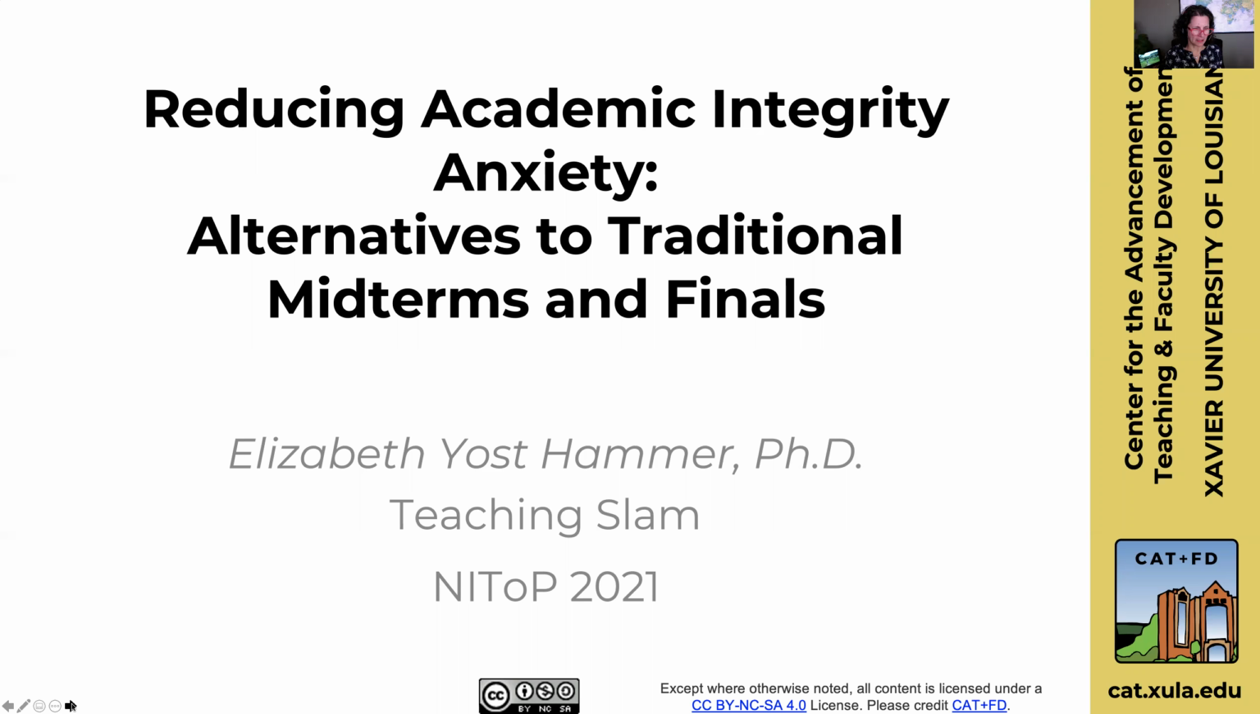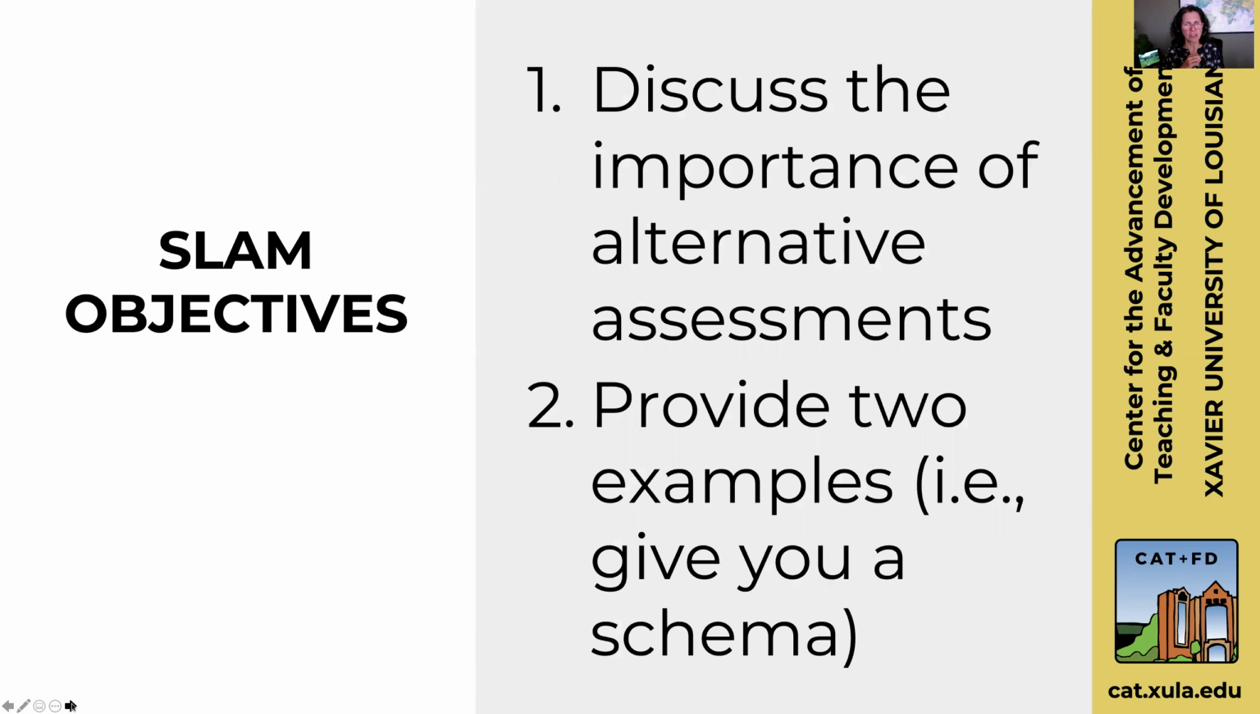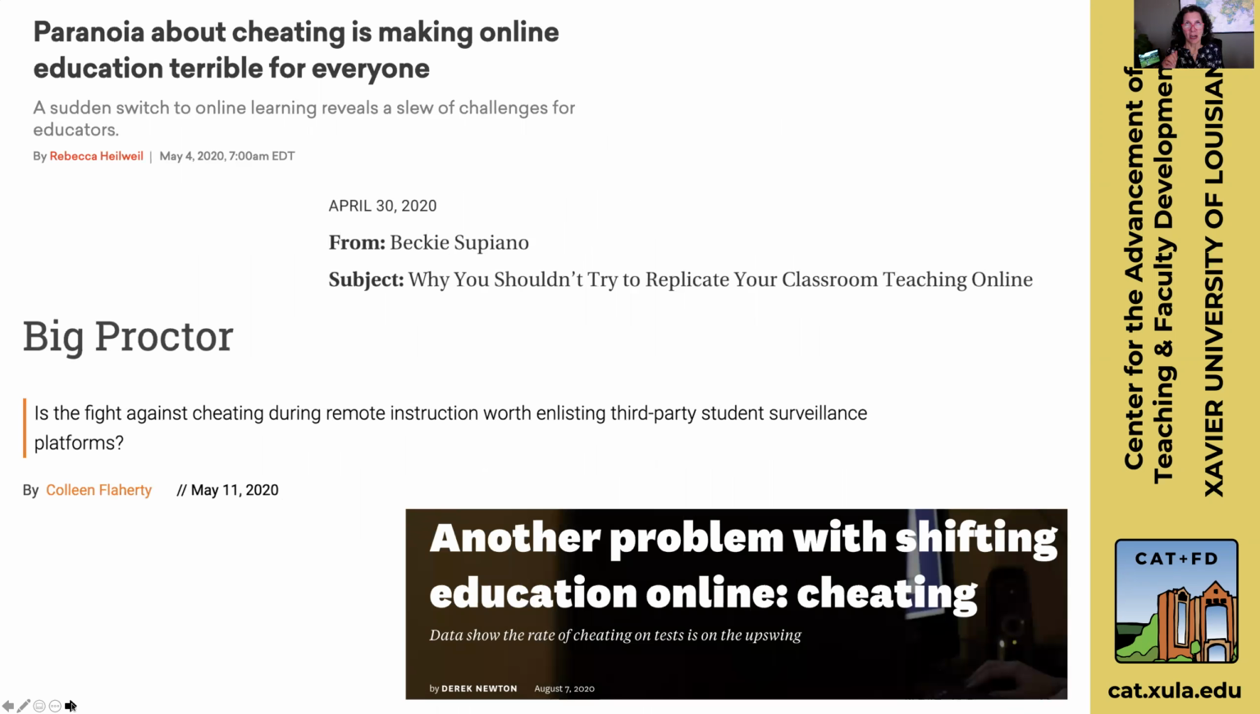There are two things I'm hoping to accomplish today: to discuss the importance of alternative assessments and provide you two examples just to give you a schema of what you can do. We all know that our anxiety about online cheating really increased when we made the shift to remote teaching in the spring. A lot of us went into lockdown mode. We used Lockdown Browser, Respondus Monitor, these high surveillance techniques, and we still know there is a problem with academic dishonesty in this remote environment, especially in high stakes exams. And so that's what I wanted to focus on today, exams.